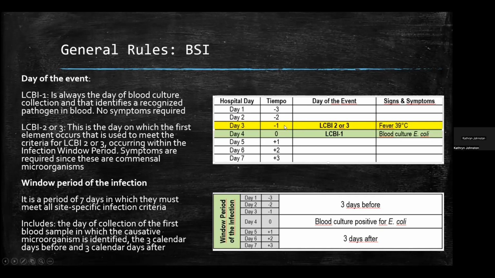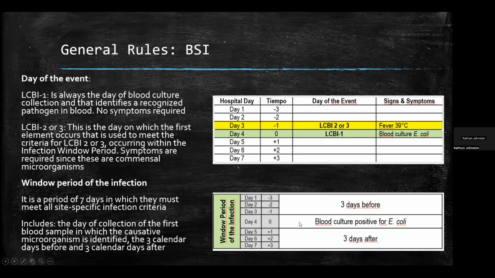So they talk about the day of the event, which is the day that the first sign or symptom or laboratory confirmation or imaging takes place. And then they talk about how many days the patient has to be in the hospital before you can call this a healthcare associated infection. So the day of event is what I said. It's the first indication that the patient has a healthcare associated infection. And when you talk about the window period, it's the period of 7 days in which they have to meet all of the site-specific infection criteria in order to be classified.